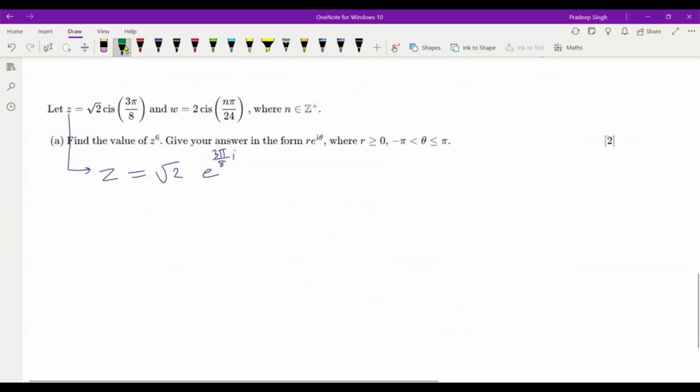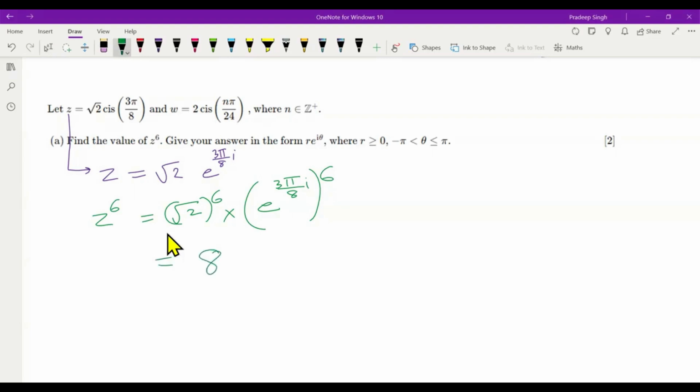We need z to the power of 6. Let us do that. And now you need to tell me the simplified form. What should we write here? 8 e raised to the power pi by 4. How did you get that?